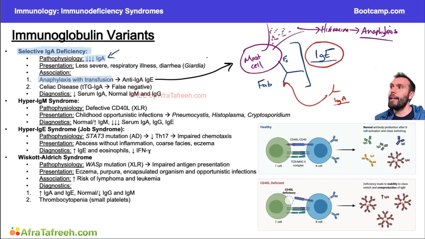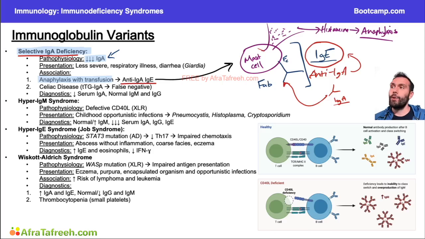So that's why we say that this patient, the host that's receiving the blood, has anti-IgA IgE. Now read this carefully. Anti-IgA. This antibody is anti-IgA. It's against IgA. And what type of antibody is it? It's IgE. So it's an anti-IgA IgE antibody, okay? And again, these patients are essentially allergic to IgA antibodies. So that's why it's called selective IgA deficiency.